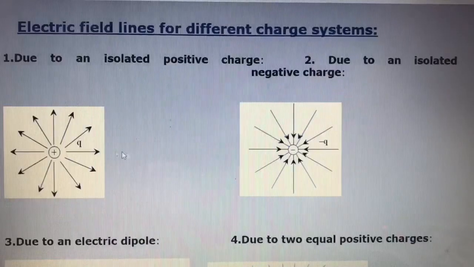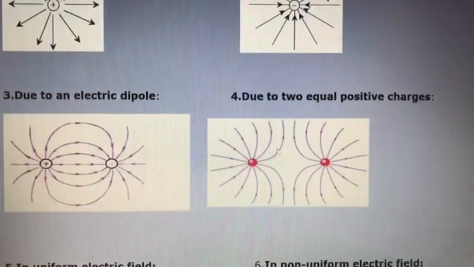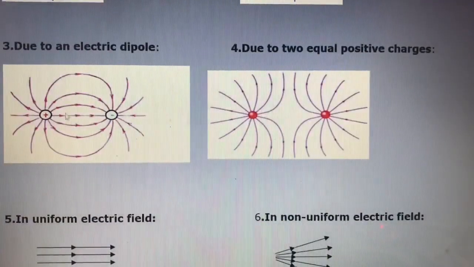Here the first property: this diagram indicates an isolated positive charge, and the electric field lines move radially outwards. In the second property, the electric field lines move radially inwards. Due to an electric dipole, electric field lines start their journey from positive charges and end at the negative charges. They are more crowded in the region of strong electric field, and less crowded in the region of weak electric field. This diagram explains two equal and opposite charges.